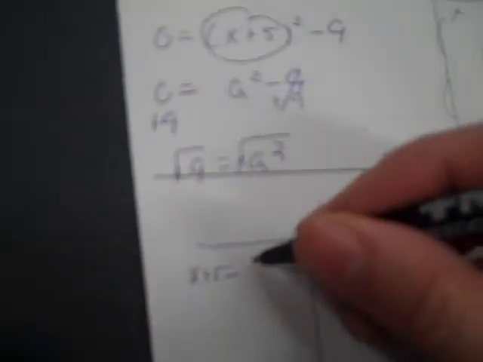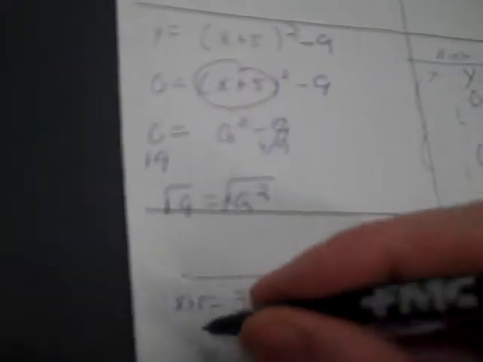But it could be 3, could be negative 3, so I'm going to find both of these. So minus 5, and that's negative 2. Then minus 5, and that's negative 8.